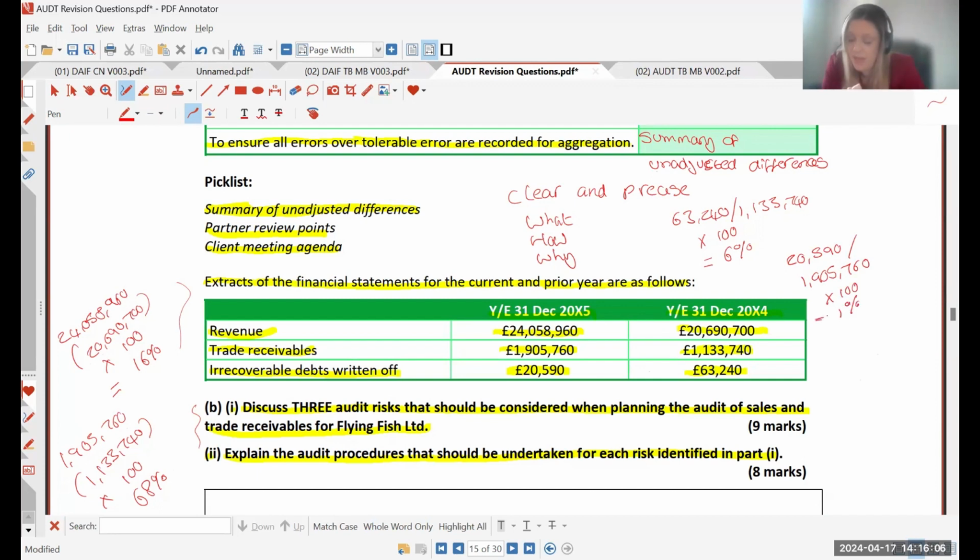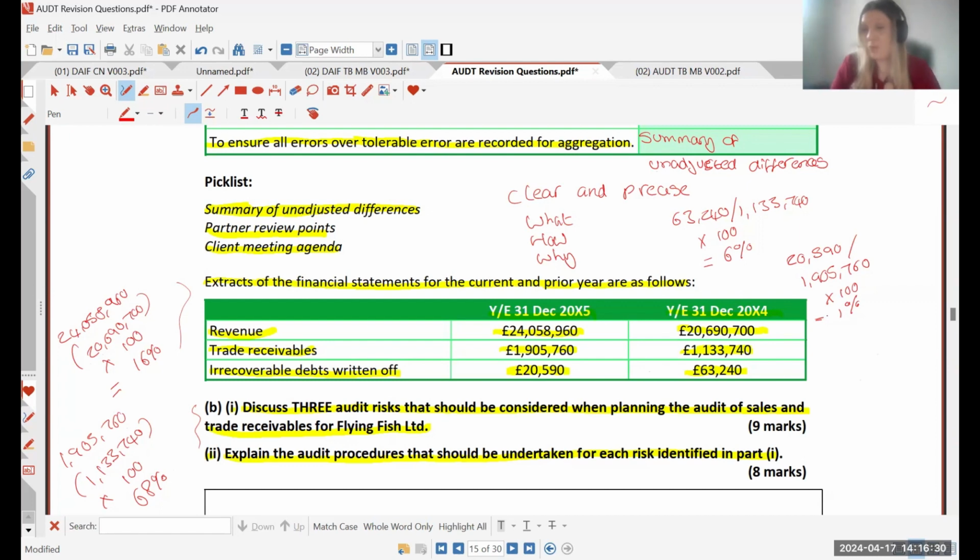So last year, we had debts written off of 6% of trade receivables. This year, only 1%. So there's definitely some risks flagging up here. Are our figures overstated for revenue and trade receivables? Have irrecoverable debts been understated? Because these figures don't necessarily make sense.